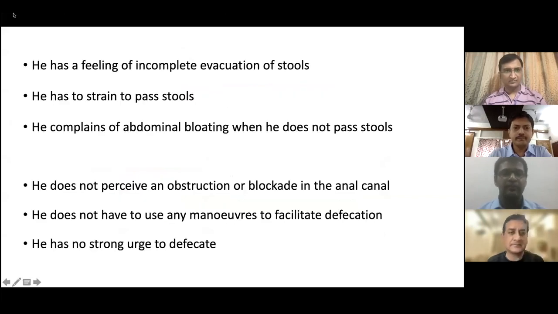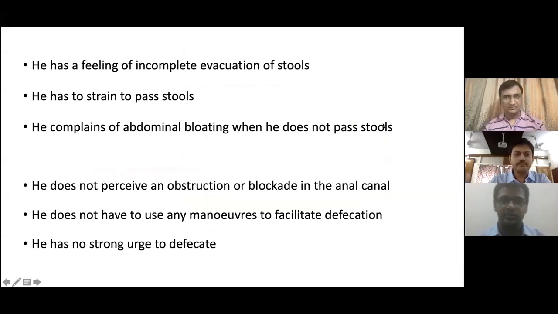He had a feeling of incomplete evacuation of stools, and he had to strain while passing stools. He also complained of abdominal bloating when he did not pass stools. He did not perceive an obstruction or blockade in the anal canal. He did not have to use any maneuvers to facilitate defecation, and he did not have a strong urge to defecate.